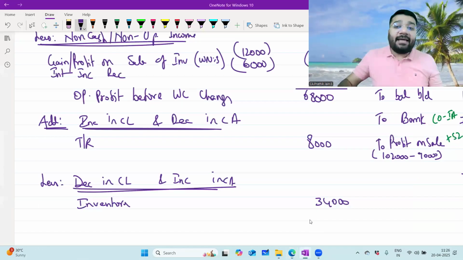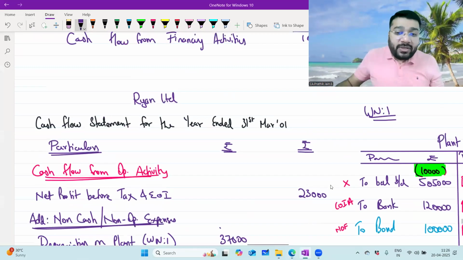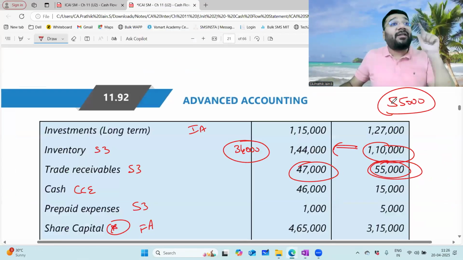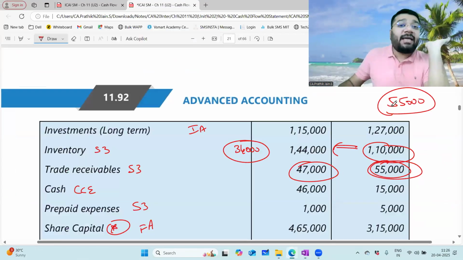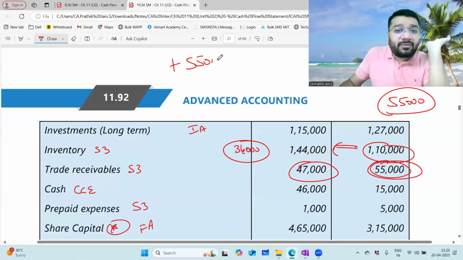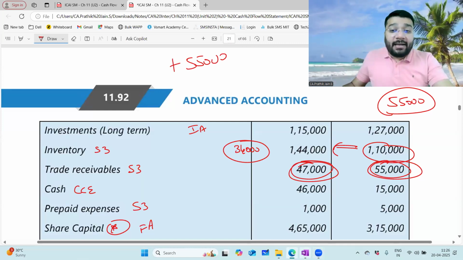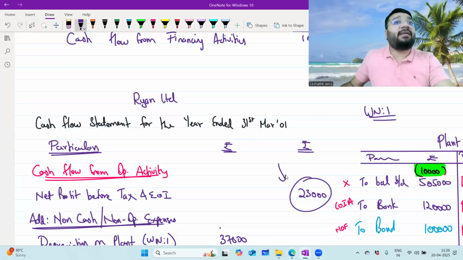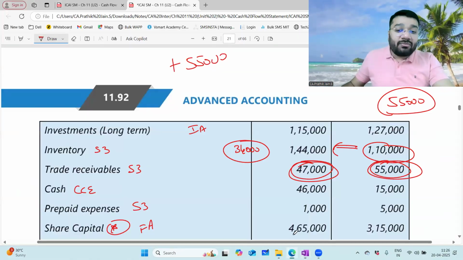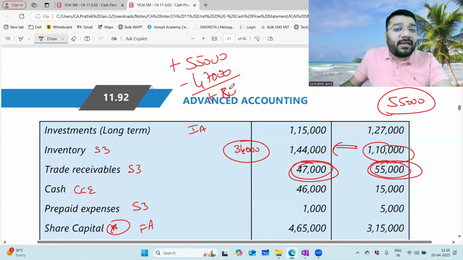In this 23,000, is this 55,000 included? Not included. Can I include it? Yes, add 55,000. What is 47,000? Income earned in the current year, money not received. Since this is income earned in the current year, this 47,000 is included in this 23,000. But the money is not received. So I need to subtract. So minus 47,000. Net impact is how much? Positive 8,000, add.